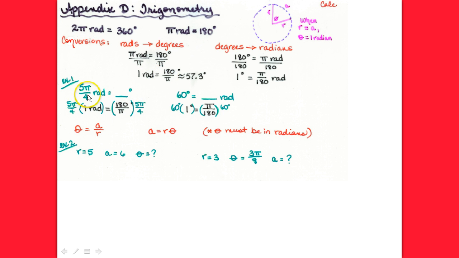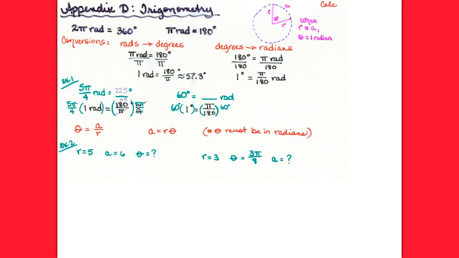If I have 5 pi over 4 radians and I want to know how many degrees that is, here's that conversion formula we just talked about. I don't have 1 radian, I have 5 pi over 4 of them on the left side. So let's multiply both sides by 5 pi over 4, and of course, what I do to one side, I do to the other side. Simplifying, the pi's cancel each other out, and 180 divided by 4 gives us 45. So we end up with 45 times 5, which is 225 degrees.